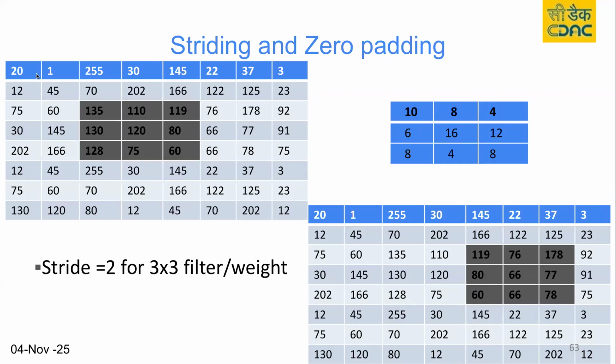So that the information is not lost, I can do zero padding. Zero padding equal to 1 means all the four sides of the input matrix, I will append the zero. Four columns will get appended at the four sides of the input matrix.